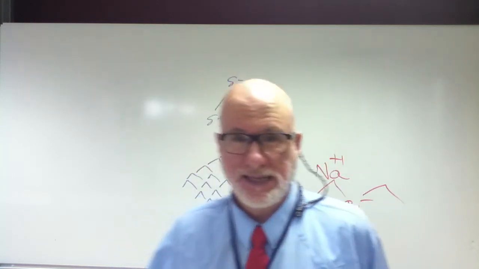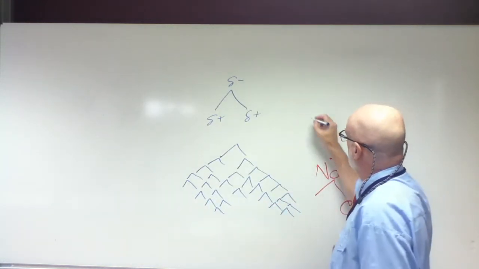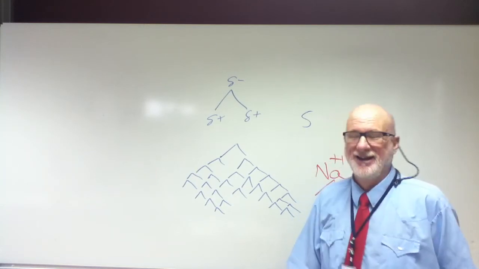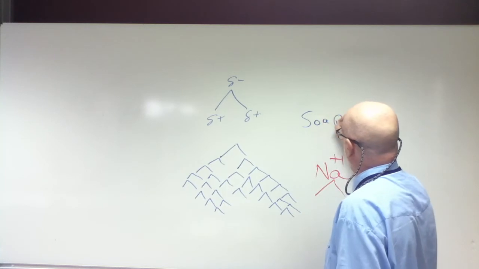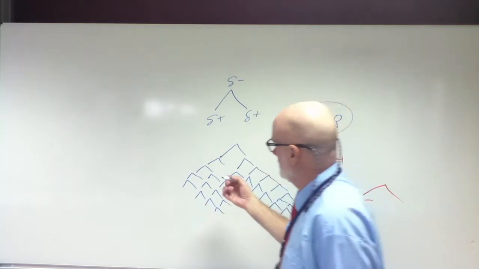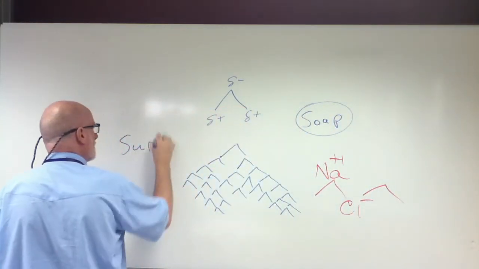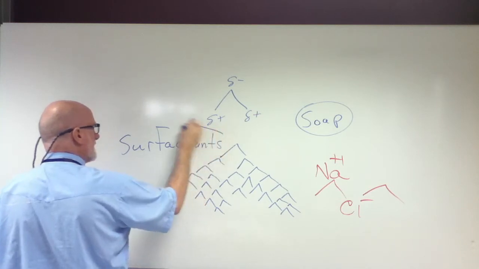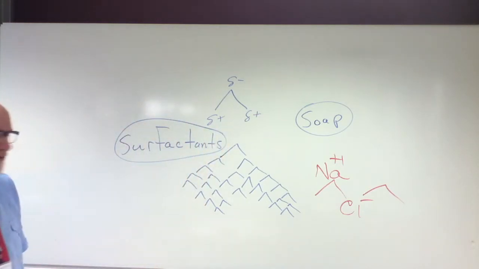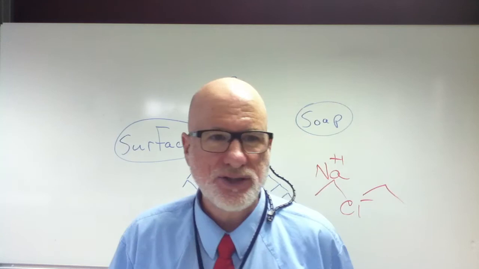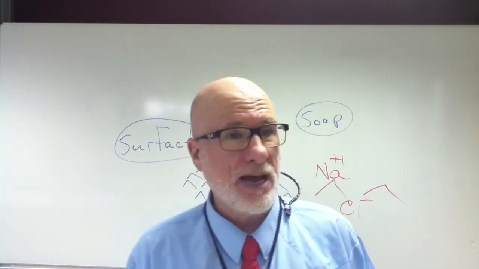What is it? They call it surfactants. That's right. How do you spell surfactants? Soap. S-O-A-P. Soap is a surfactant. Very good, Mustafa. How do you spell surfactants? S-U-R-F-A-C-T-A. Yep. Surfactants decrease the surface tension of water and allow the formation of a bubble.